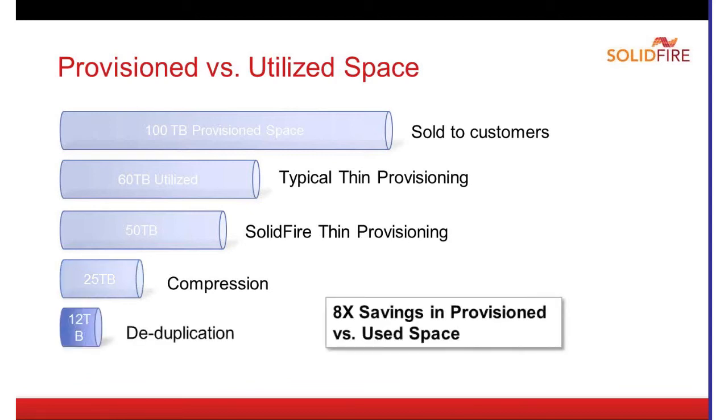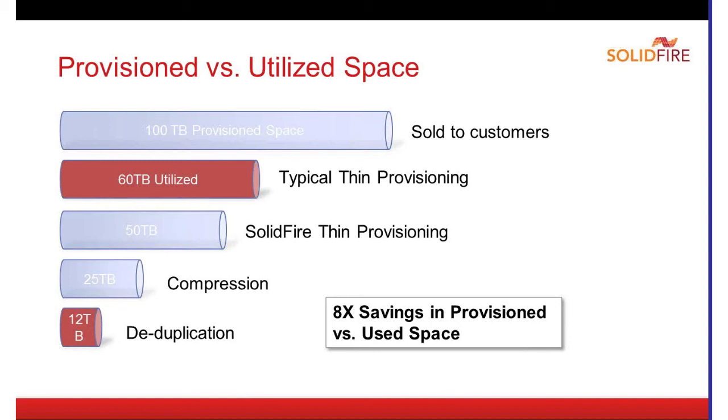The amount of savings you get from deduplication can also vary. We actually have tools that can help you look at these rates in your own environment. We think a very conservative estimate across a wide range of data in a cloud environment is about 2-to-1 deduplication. So we take that 25 terabytes of compressed data and deduplicate it down to just under 12 terabytes or so of unique data. Essentially, we've taken that 100 terabytes of space that's been provisioned and sold to customers down to 12 terabytes of data that we're actually having to store. That's a significant savings versus what you would get even with a thin provisioned enterprise array.